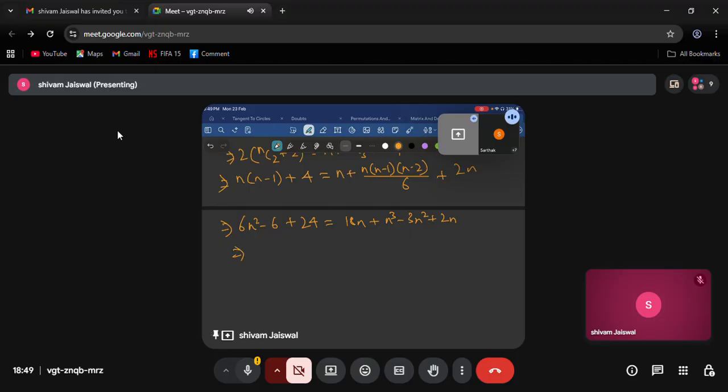Let's simplify. We'll get a cubic. So I'm getting a cubic as n cube minus 3n square minus 6n square, plus 2n plus 20n, plus 6n, so 26n minus 24 is equal to 0. Right, tell me. Sarthak, can you tell me a good root?